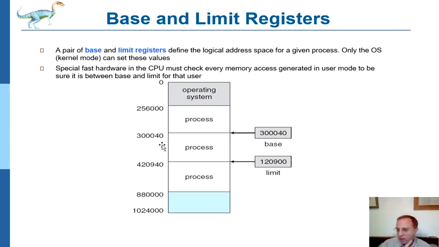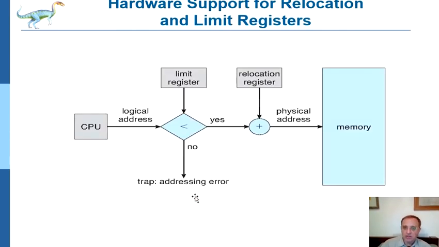There's only one relocation register. But when I'm running this process, the value in it will be 256,000. When I'm running the second process, the value will be 300,000. And when I'm running the third process, the value will be 420,940. And this space is unused as of yet. So those are the relocation registers.